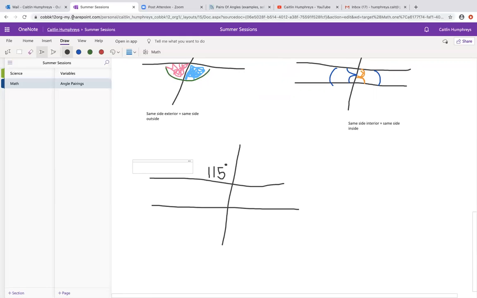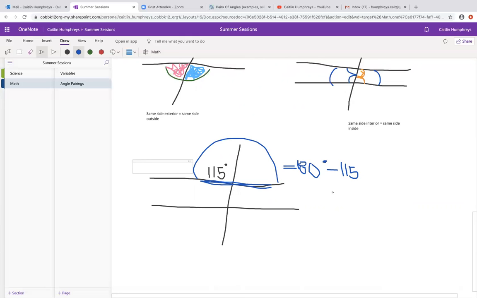All right, we know that this is a straight line, right? Well, theoretically, if Ms. Humphries could draw, that would be a straight line, okay? So we know that this entire angle has to equal 180. Well, I know that I already have 115 degrees. So if I'm having 180, I'm just going to subtract the 115.